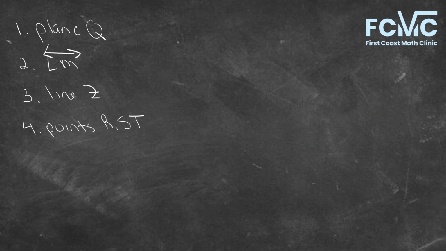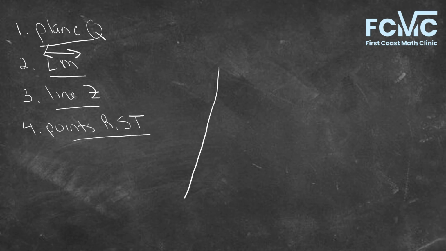Okay, so for this example, let's say we want plane Q. On plane Q, we want line LM. We also want line Z, and we want points R, S, and T. So let's draw this out. So we're going to start with our plane. So we've got our parallelogram.